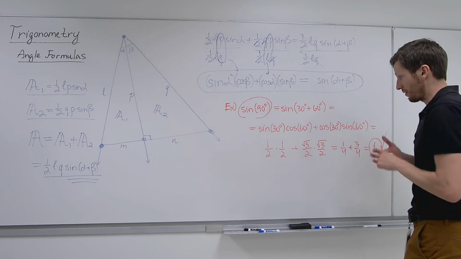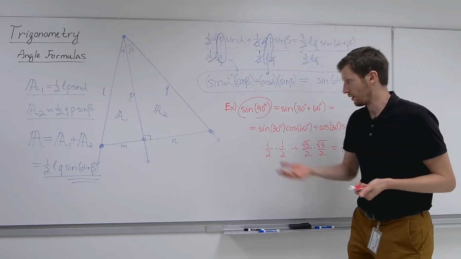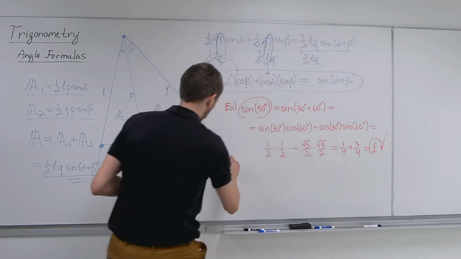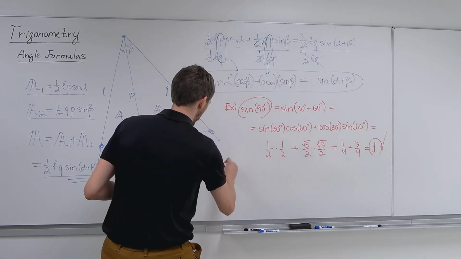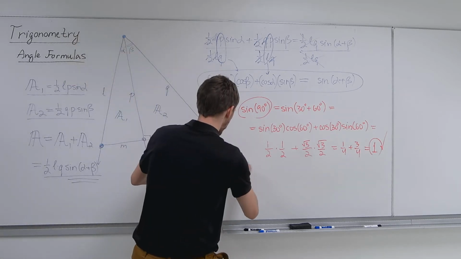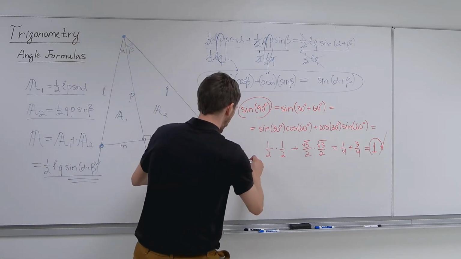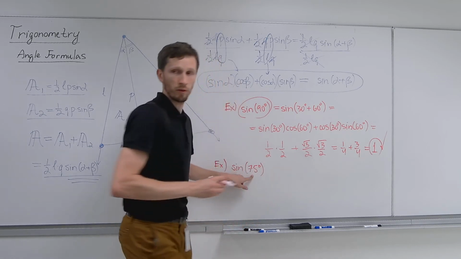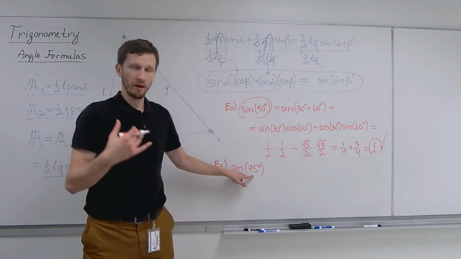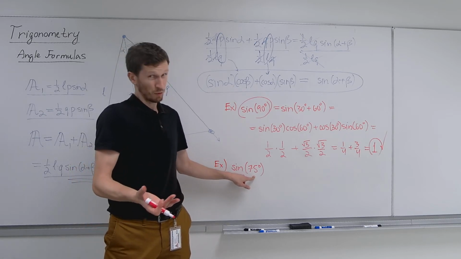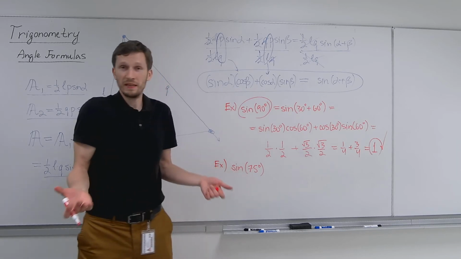Let me show you another, more important way to use this formula. For what example would I want to use this formula? So let's call this another example. Okay. And let's try the following. Let's say you're asked, what is the sine of 75 degrees? This is not a common angle for us. This is not 30 or 0 or 45 or 60 or 90, right?